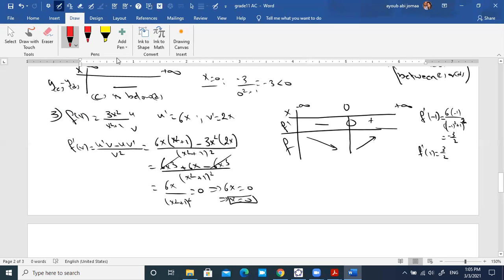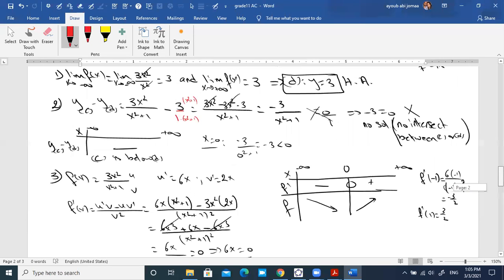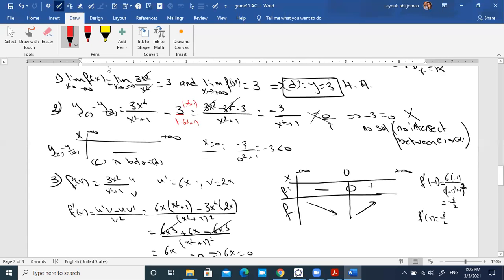Here, the limits are the boundaries at negative infinity and positive infinity, which we already found. Limit at negative infinity is equal to 3. You write 3 here. Limit at positive infinity is also equal to 3. You write 3.